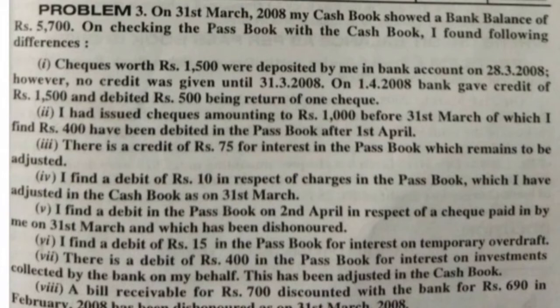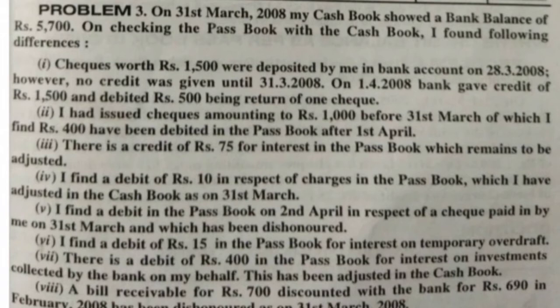Okay, fine. So next, rupees 500, the debit return of one check, is on 1st April 2008. They use the terminology on 1st April 2008, the bank gave a credit of 1500. That 1500 we have finished. That 1500 relates to the transaction of 28th March.